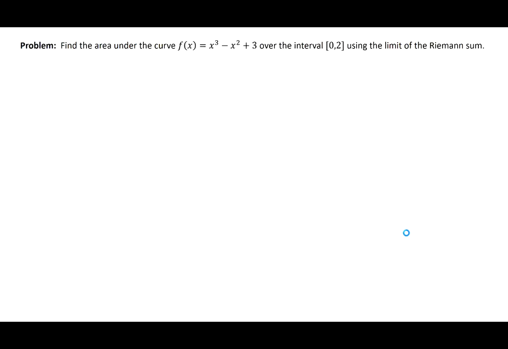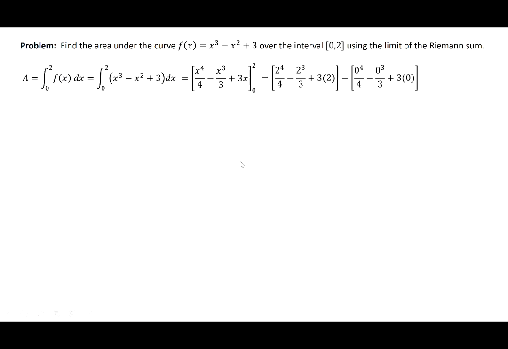Okay, cool. Let's pick another problem that we had done. We had x cubed minus x squared plus 3. So we do the integral from 0 to 2 of f of x dx. The integral of x cubed is, tell me, power rule, x to the 4 over 4 minus x cubed over 3 plus 3x, evaluated from 0 to 2. That means plug the upper limit 2 in for x, minus plug the lower limit 0 in for x.